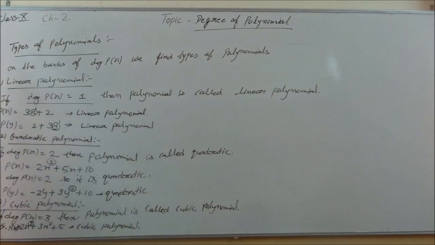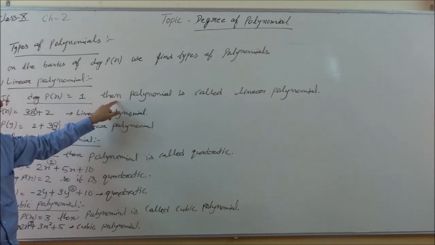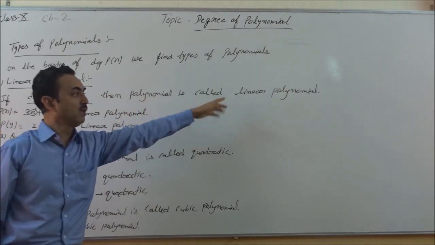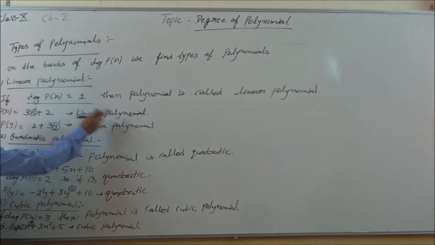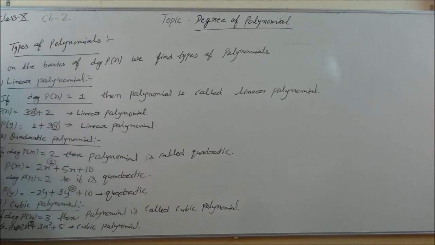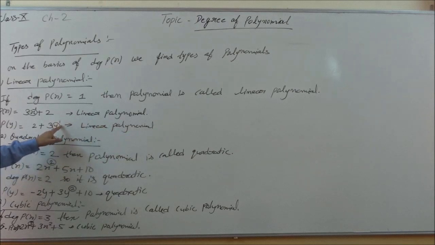So in this topic we have understood the different types of polynomial. First, the linear polynomial. If the degree of polynomial P(x) is 1, it means the highest power is 1, then the polynomial is called a linear polynomial. For example, P(x) equals 3x plus 2, this is a linear polynomial because the degree is 1. P(y) equals 2 plus 3y raised to 1. So linear polynomial. Why? Because the degree of variable y is 1.